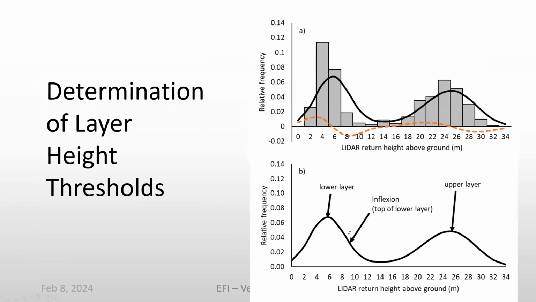So assuming that this bulge is a lower layer, this bulge is the upper layer, the maximum here represents the middle of the lower canopy layer. We wanted to identify the top. And so for the top of the lower canopy, we assigned it as that inflection point. So we had an automated way of estimating the top of the lower canopy layer based on the LiDAR returns for each one of our calibration points.